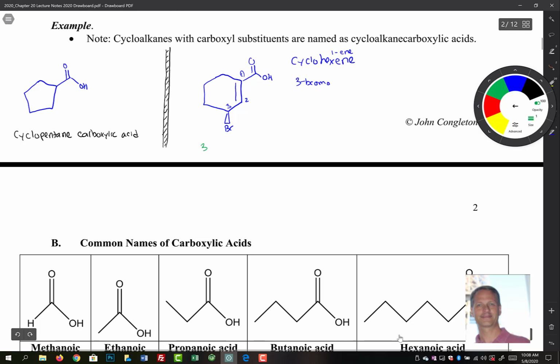So putting that together, we have a 3-bromocyclohex-1-ene carboxylic acid. Now it's assumed that that carboxylic acid is at number 1, so we don't need to say 1 there.